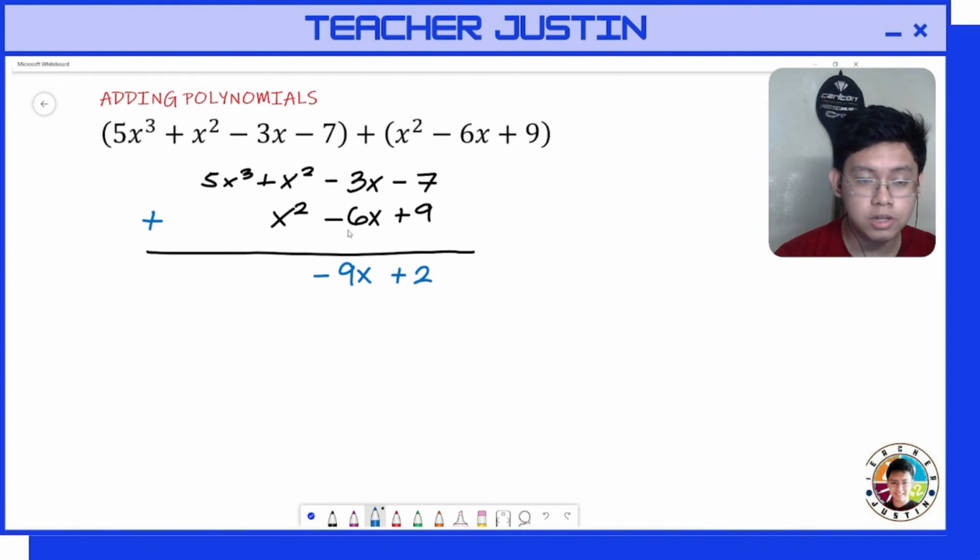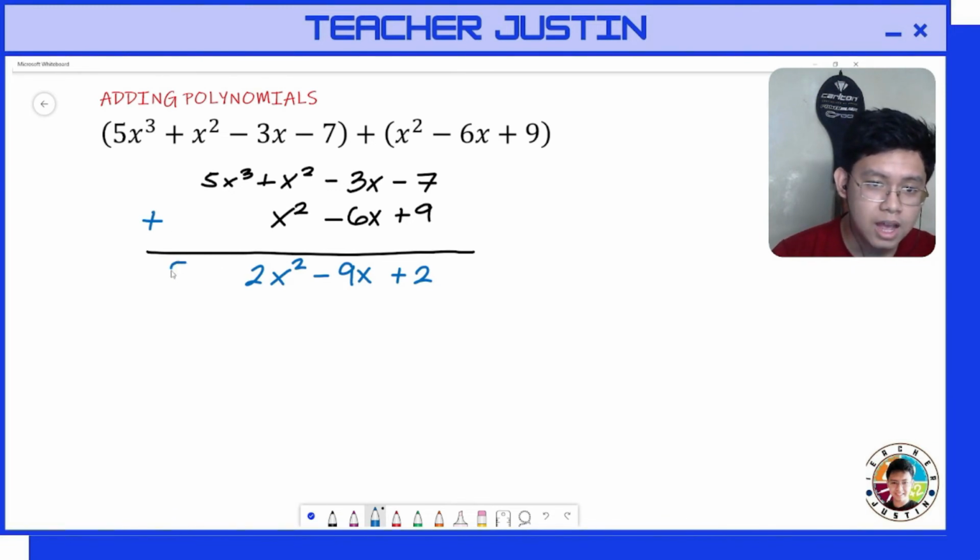So 3 plus 6, that will be 9. And that we will just copy the variable. So next is x squared plus x squared. So since they have the same term, same variable with the same exponent, and their coefficient is 1, so we will just add 1 plus 1. So x squared plus x squared, that will be 2x squared. And last one, since 5x cubed doesn't have a partner, we will just bring it down.